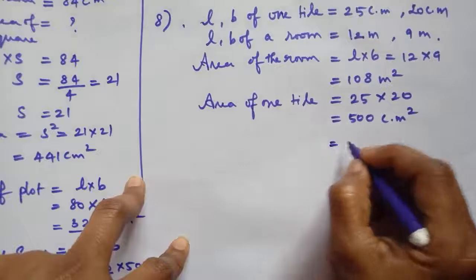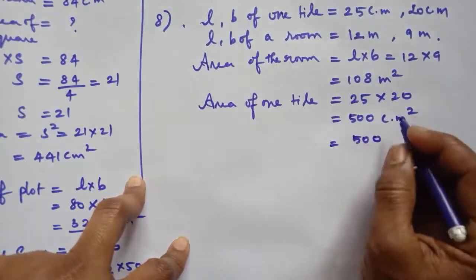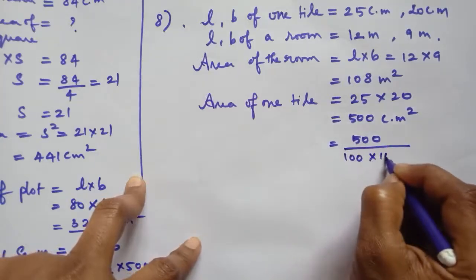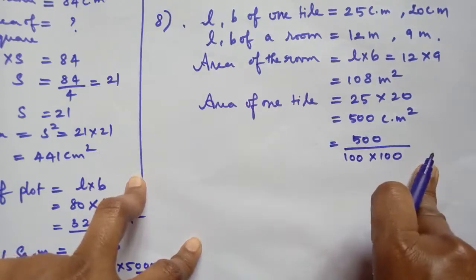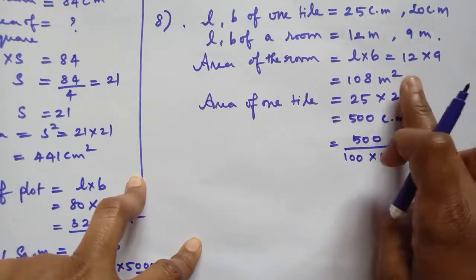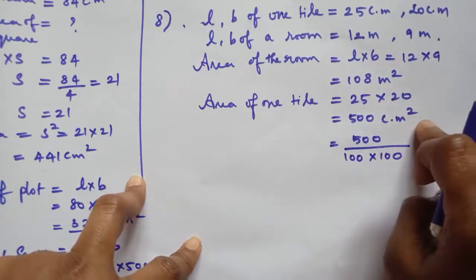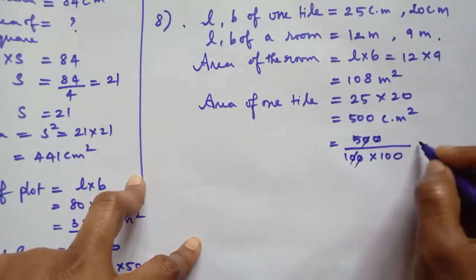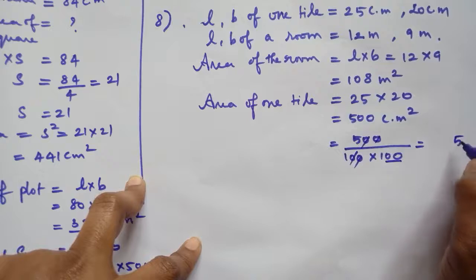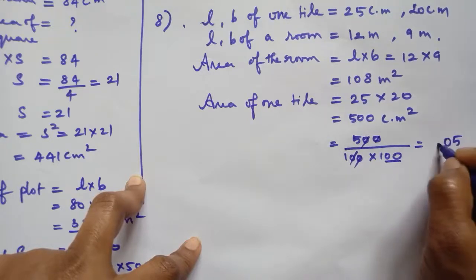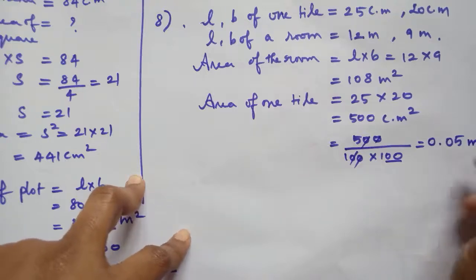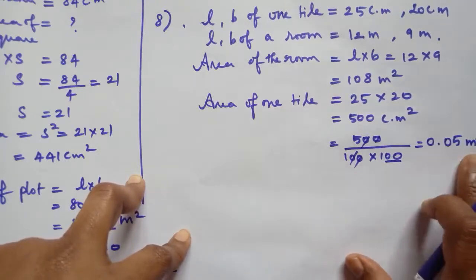Now students listen, you should convert it into meter square. For this you have to divide the number by 100 into 100, because 100 centimeter equals 1 meter. Here it is centimeter into centimeter, so you should write 100 into 100. Cancel it, and there are 2 zeros, so you move 2 digits, and put a point before that. So 0.05 meter squared. Area of one tile is equal to 0.05 meter square.